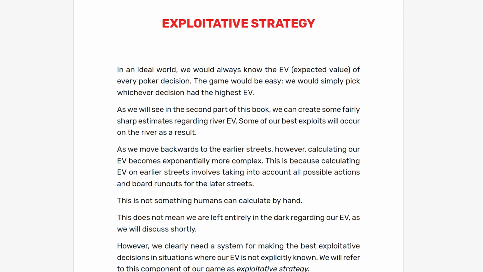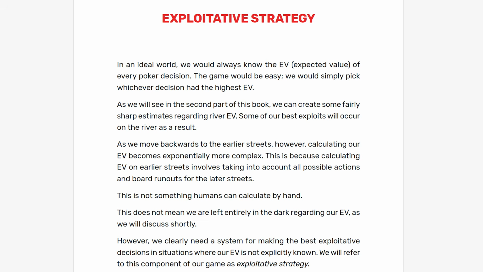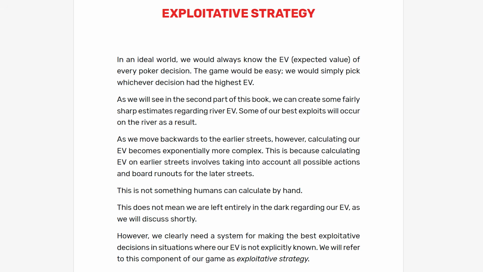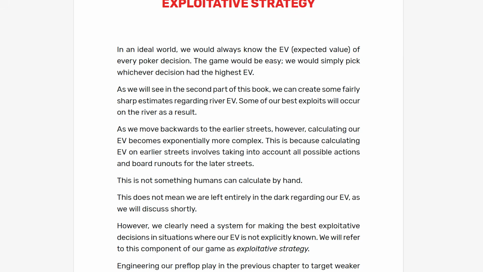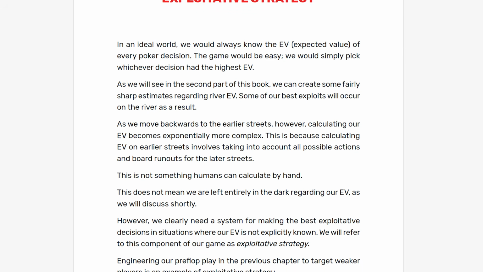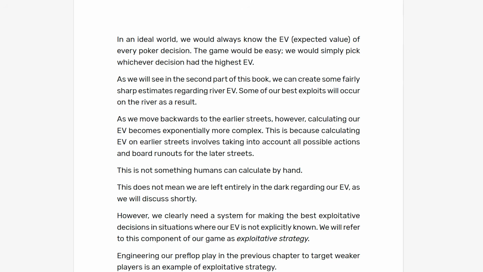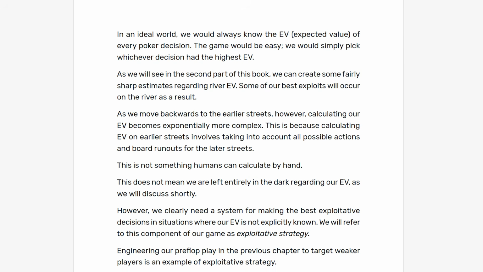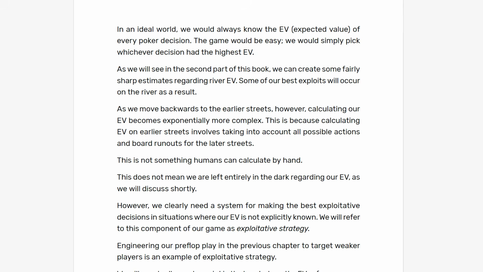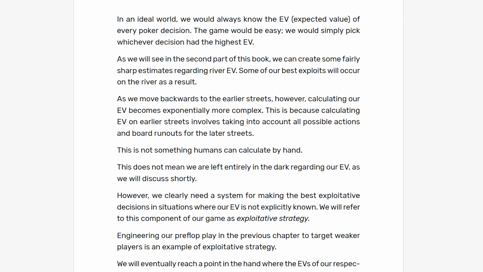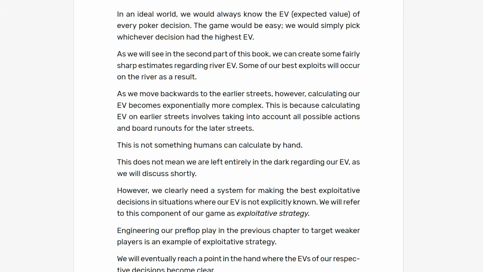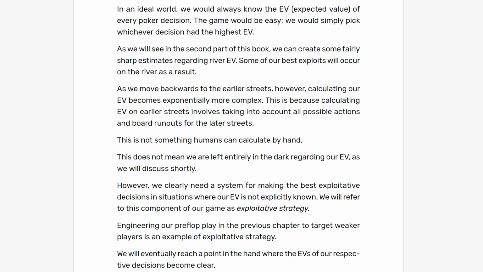This is because calculating EV on earlier streets involves taking into account all possible actions and board runouts for the latter streets. This is not something humans can calculate by hand. This does not mean we are left entirely in the dark regarding our EV, as we'll discuss shortly. However, we clearly need a system for making the best exploitative decisions in situations where our EV is not explicitly known. We will refer to this component of our game as exploitative strategy.